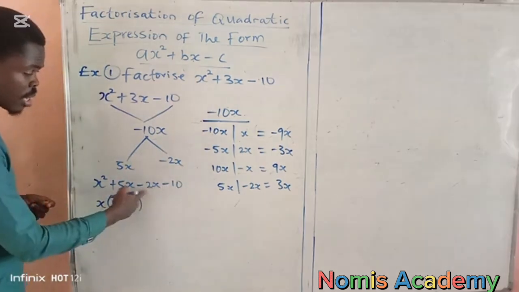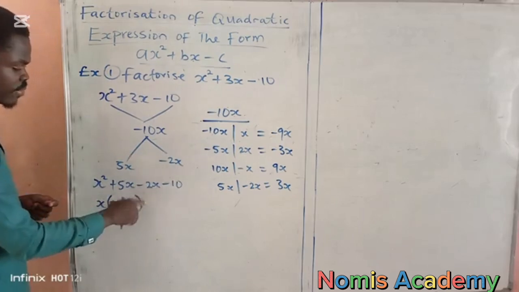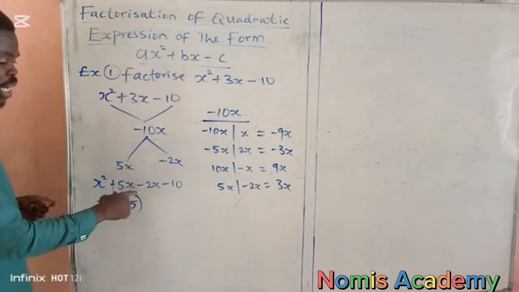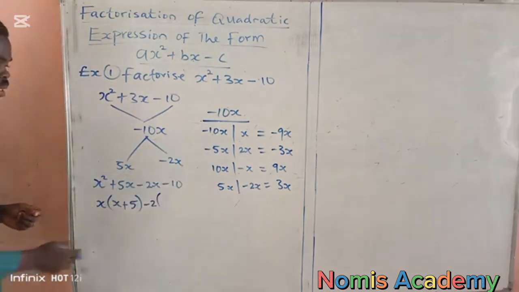As you can see, minus 2 is common. Minus 2x divided by minus 2 gives x, and minus 10 divided by minus 2 gives 5. So write minus 2 and enclose the rest in the bracket.